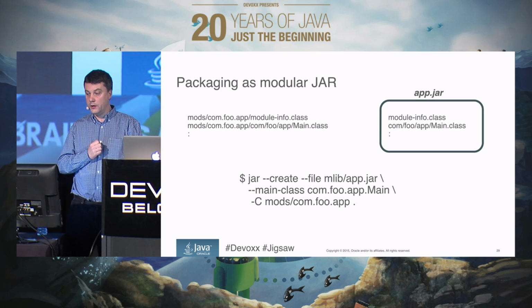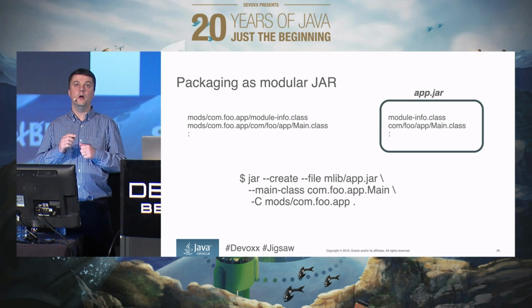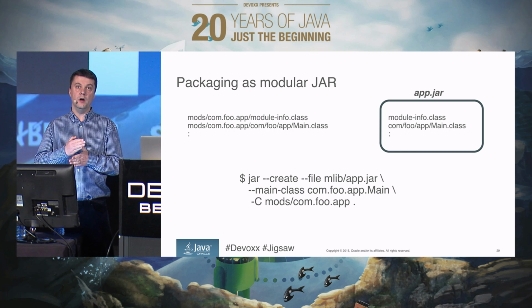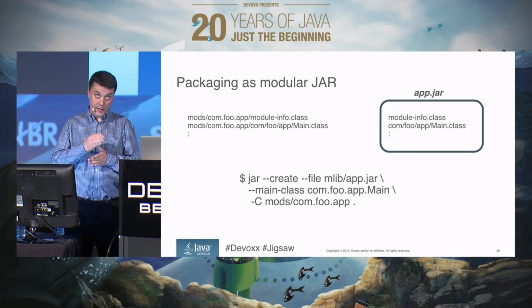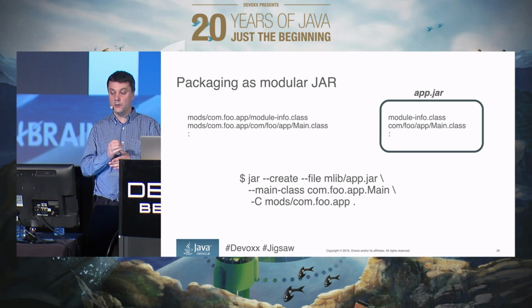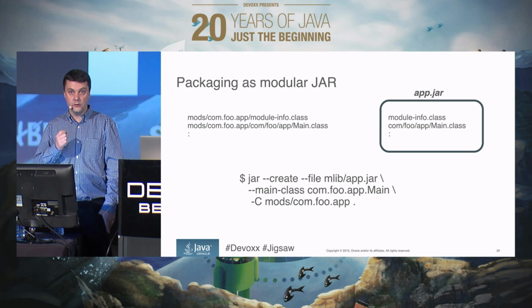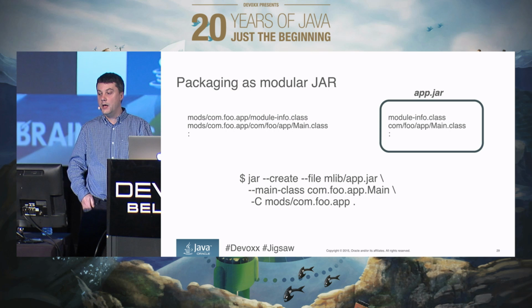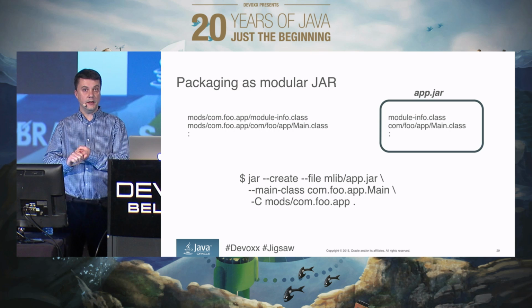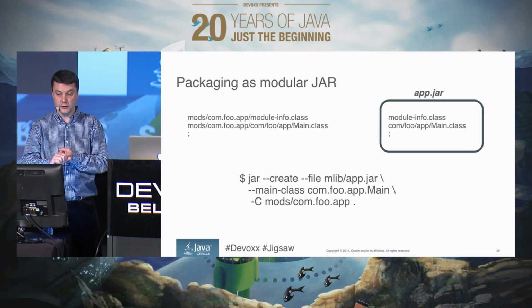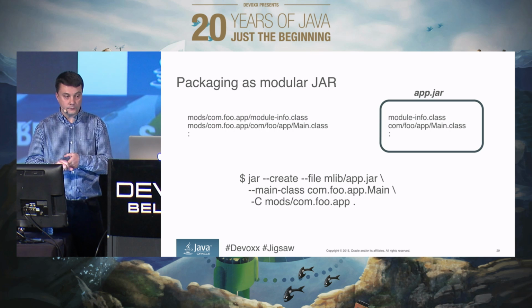So in this example, I have compiled everything that is in module confu app, packaging everything that is in confu app. I'm going to package it up with the jar tool to create app.jar. If I look inside of app.jar, I see the module-info.class, that's my compiled module declaration, and I see all of the other class files for the application.